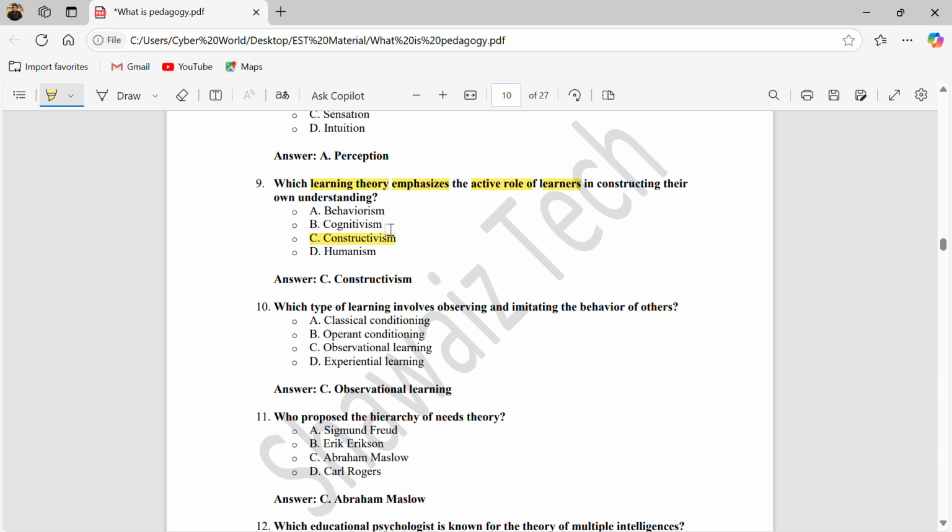So in constructivism, the learning theory emphasizes the active role of learners in constructing their own understanding. To construct your own understanding, you have to use the learning theory which is constructivism, to construct your own understanding by yourself, not by your teachers.